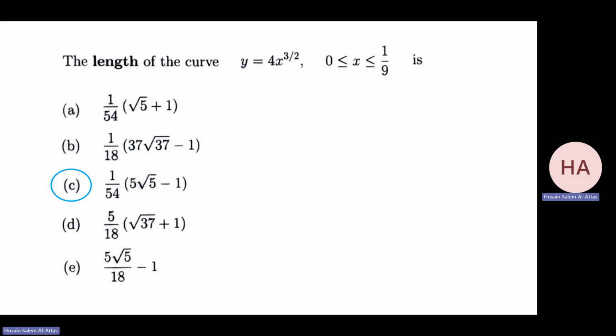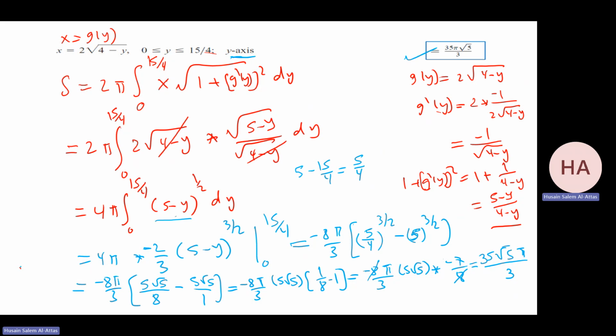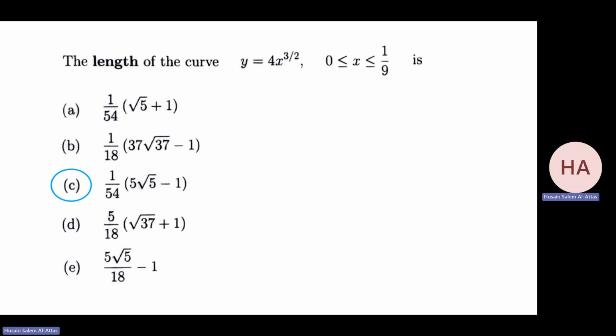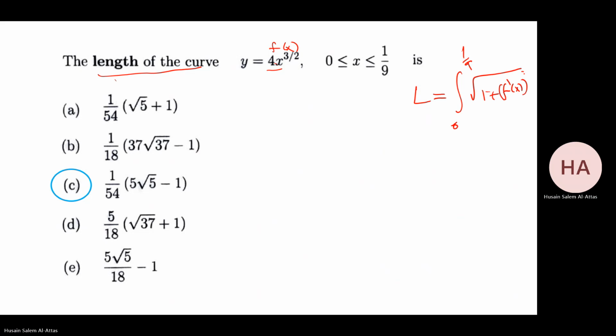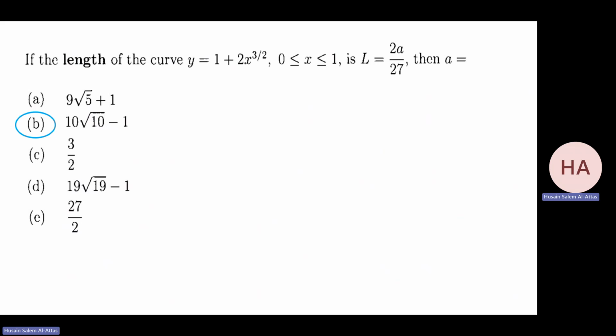This is now after we finish talking about these two main topics, which are the main topics in this section. Now we'll do problems from the old exams. Okay, he wants the arc length. What is arc length? This is about a function of x. So everything is ready. From 0 to 1 over 9, square root of 1 plus f prime of x all squared dx.